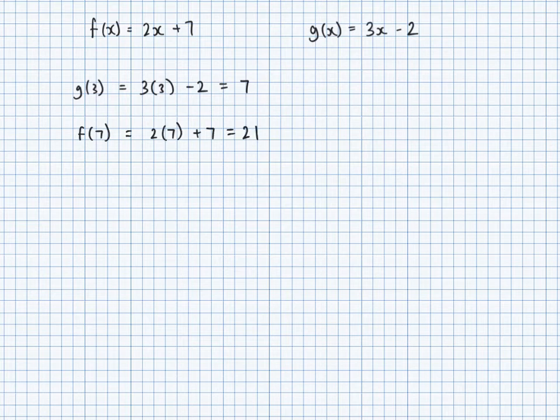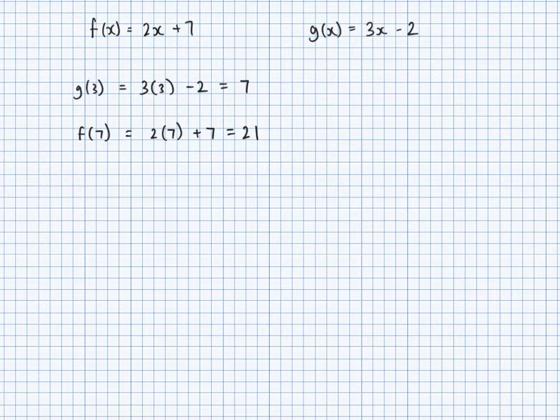So notice what I've done. I've input something into g of x, and I got some output, and I used that output into f of x, and I got another output. So what I did was I used my function g of x, and then I put that into f of x.